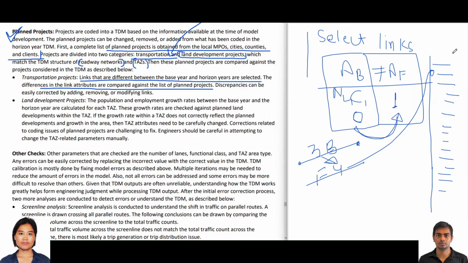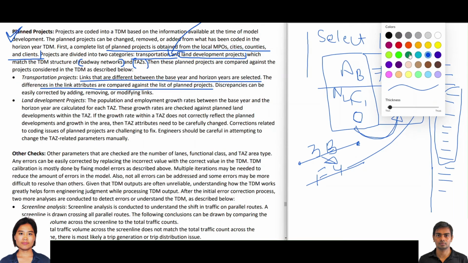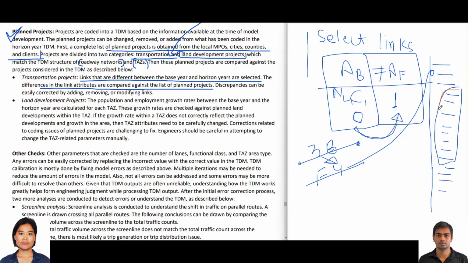In a similar way, we try to figure out all the projects that are applicable to us. So out of all the projects that are given to us, only a subset of projects are applicable to our study area. So we select the projects that are applicable to our study area and try to see whether all of them are accounted in the network coding.